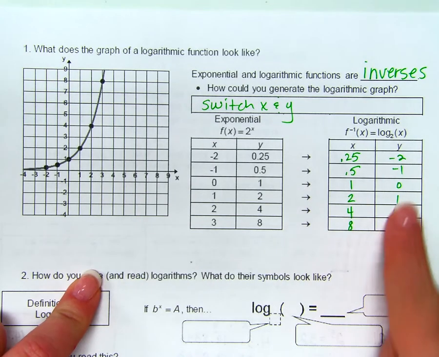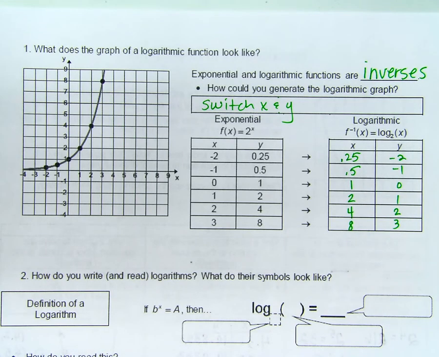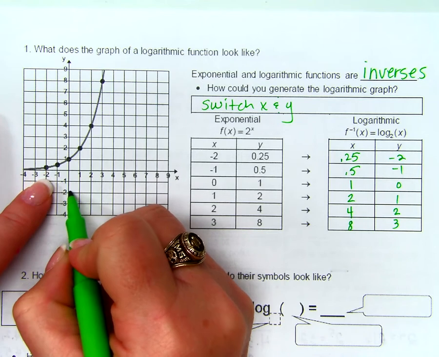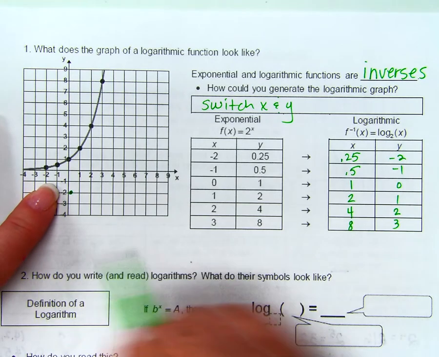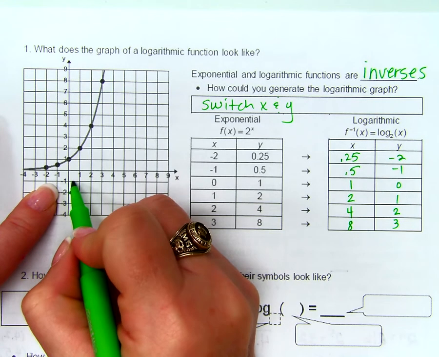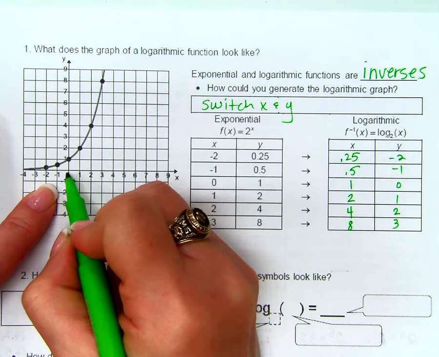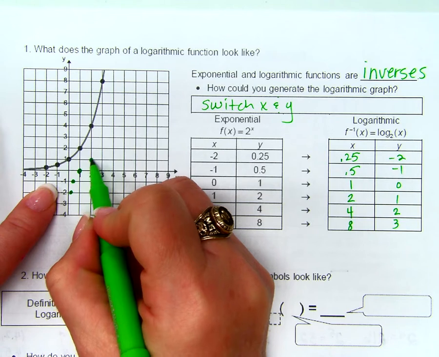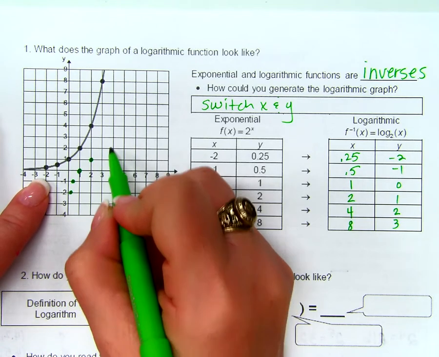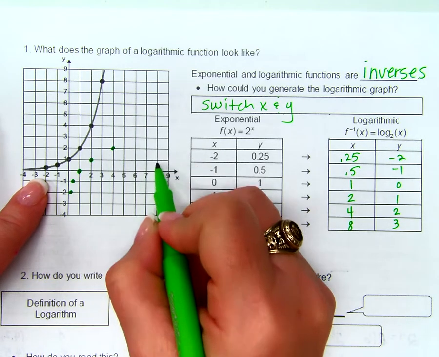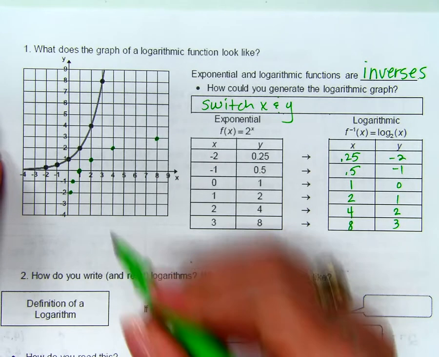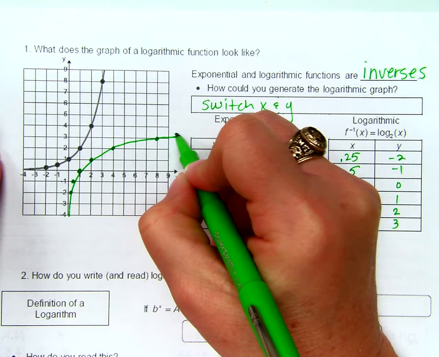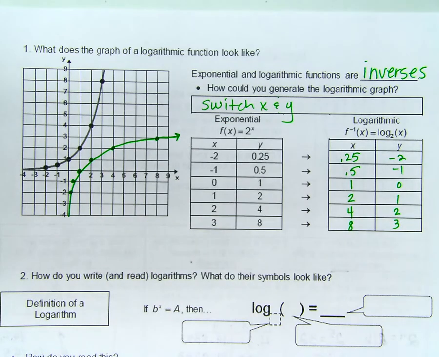Is this information right here that I could graph? Okay, let's do it. If x is 0.25, y is -2. If x is 0.5, y is negative 1. If x is 1, y is 0. If x is 2, y is 1. If x is 4, y is 2. And if x is 8, y is 3. Is that what you expected the inverse to look like?